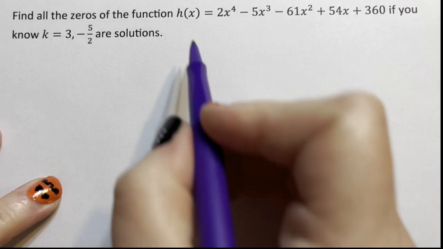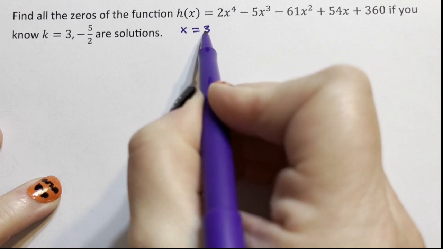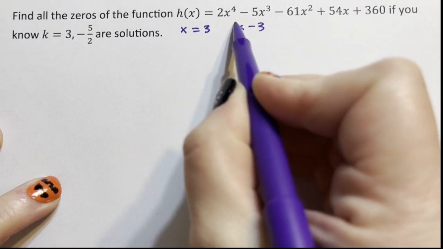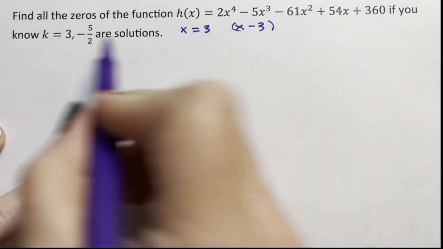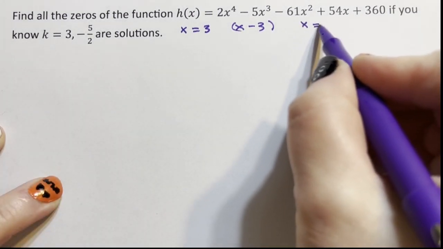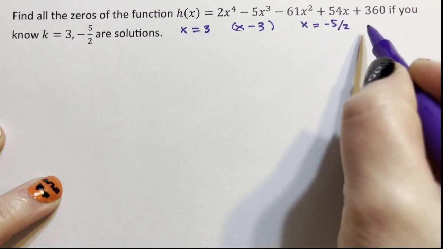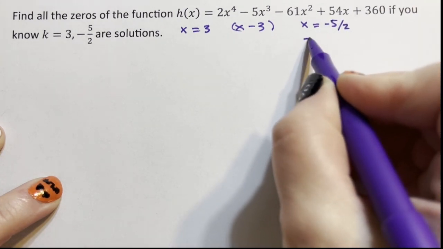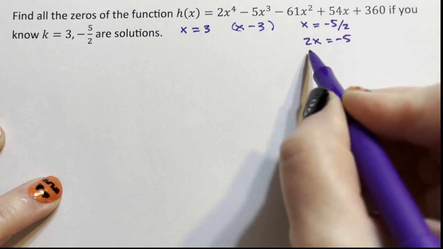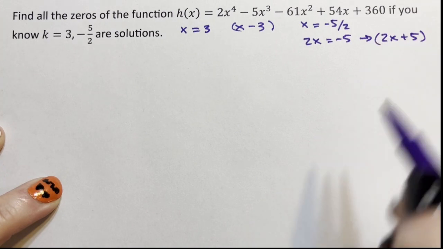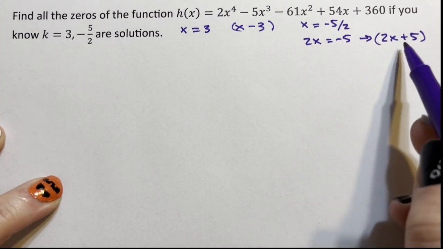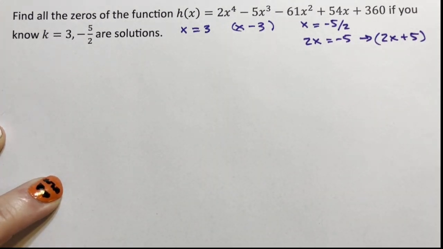It means if x equals 3 is a solution, then x minus 3 is a factor of the polynomial. And if x equals -5/2 is a solution, then this is a little trickier. 2x equals -5, so 2x plus 5 is a factor of the polynomial. That 2x is probably where that 2 comes from. So basically, the solutions tell us two of our factors.